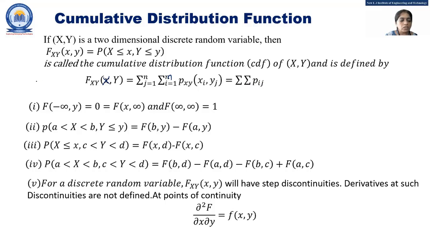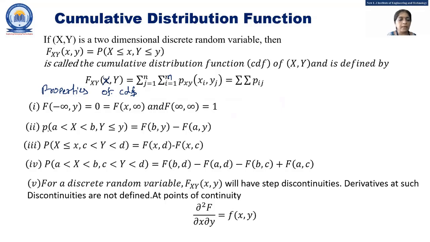Now, the properties of CDF. CDF is the cumulative distribution function, right? So, number one, F(minus infinity, y) is equal to 0, and F(x, minus infinity) is 0, and F(infinity, infinity) is equal to 1. This is the first property, students.